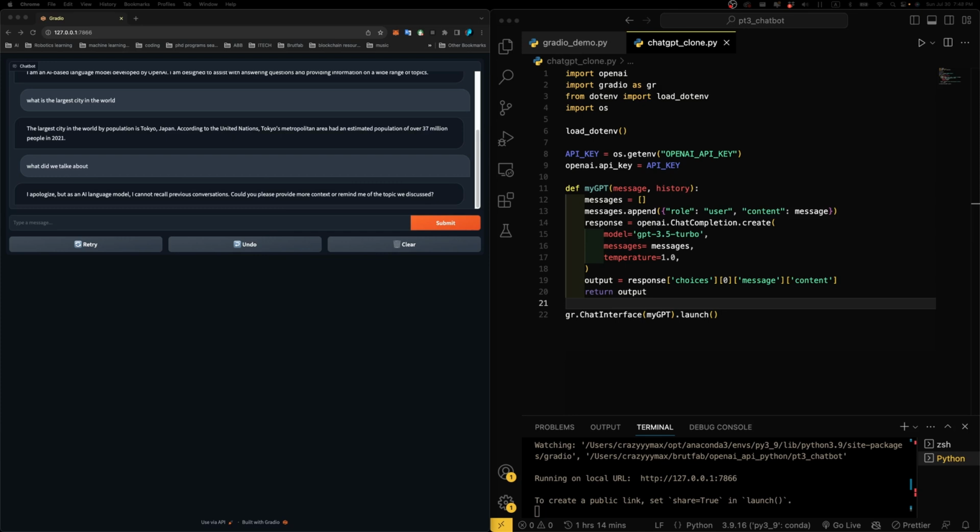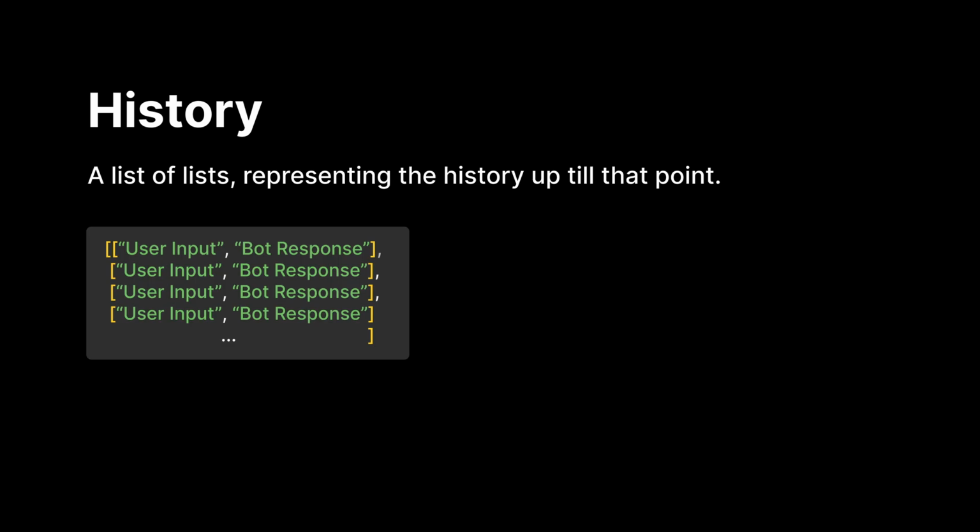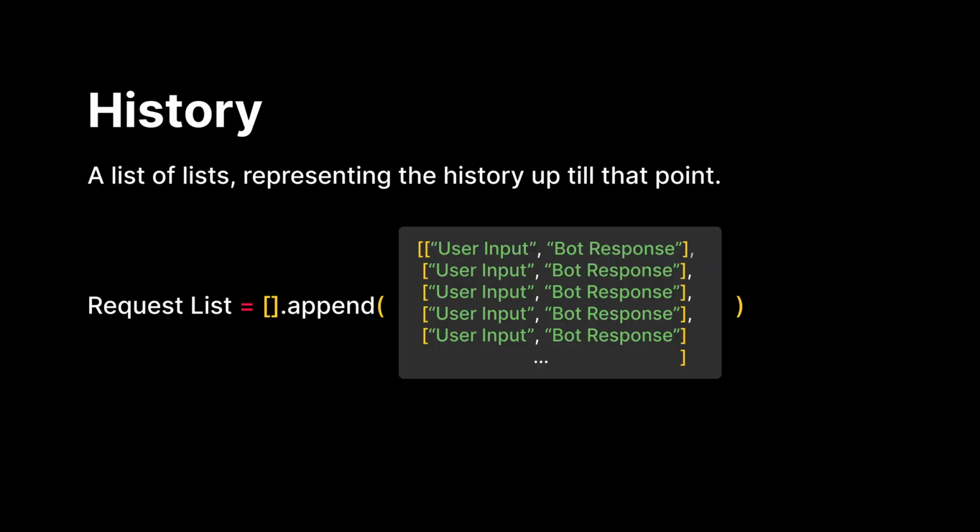In order to have the chatbot have the memory of our conversation, we actually need to send the entire conversation as a request, as in provide more context. But how do we do that? Previously, we learned that the history parameter of our function keeps a record of the conversations between the human and the assistant up until that point. That means each time you submit a message, the history list becomes longer. So what we need to do is first create a new request list that contains the history of our conversation and send that list as the request to the API.